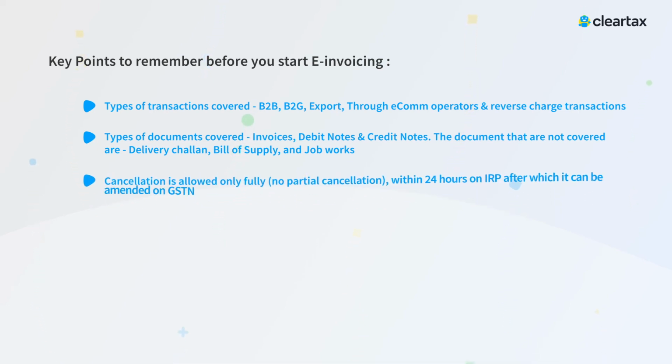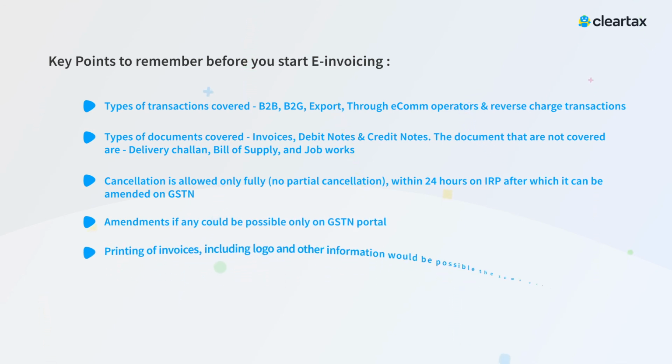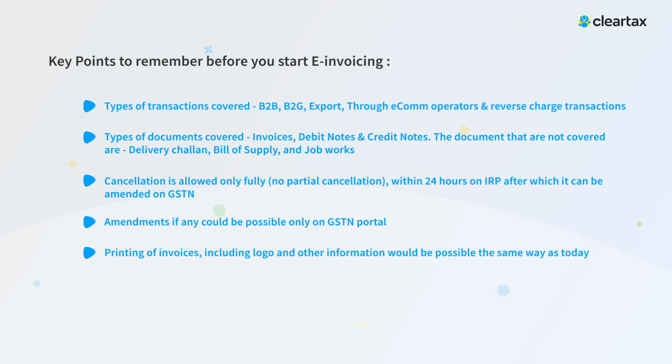Cancellation is allowed only fully, no partial cancellation, within 24 hours on IRP, after which it can be amended on GSTN. Amendments, if any, could be possible only on the GSTN portal. Printing of invoices, including logo and other information, would be possible the same way as today.